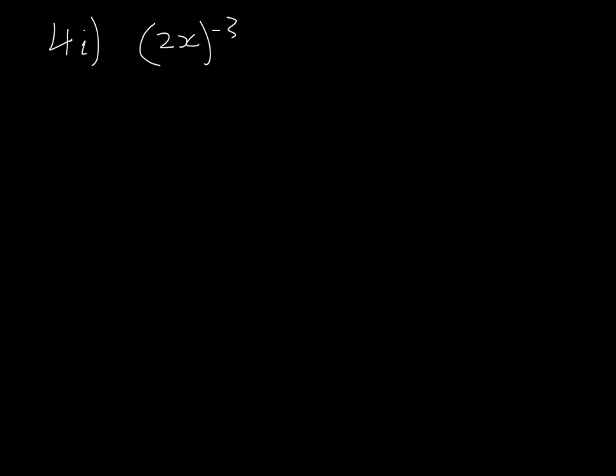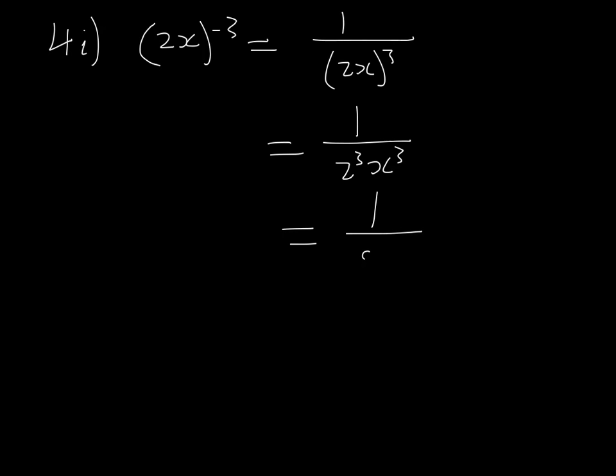Okay, for this one, start by getting rid of the negative indices, so it's 1 over 2x all to the power of 3. This is the same thing as 1 over 2 cubed x cubed, which is like 1 over 8x cubed.